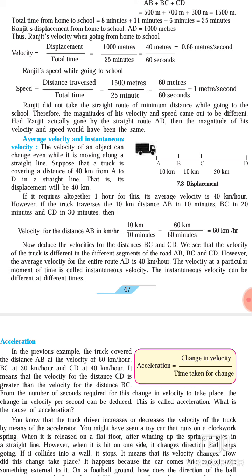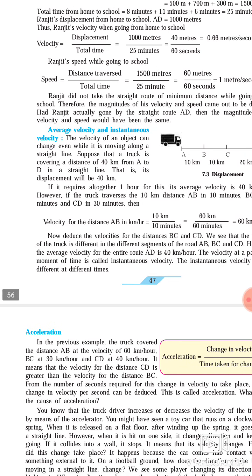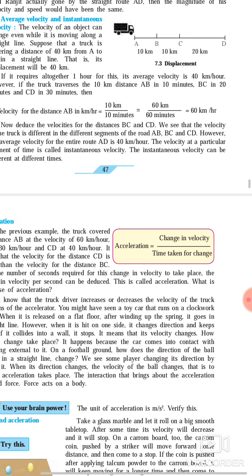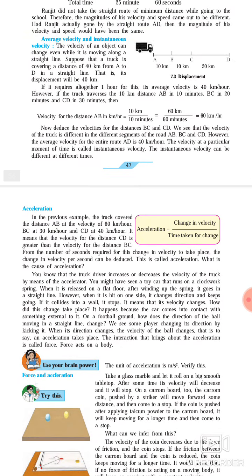Average velocity and instantaneous velocity. Now what do we mean by average velocity and instantaneous velocity? Let's see. The velocity of an object can change even while it is moving along a straight line. Suppose a truck is covering a distance of 40 km from A to D in a straight line, that is, the displacement will be 40 km. Now look here. The truck is moving from A to D in a straight line, but still its velocity changes from time to time.